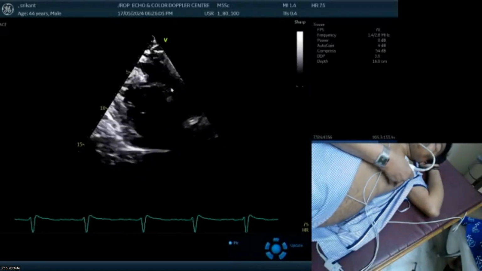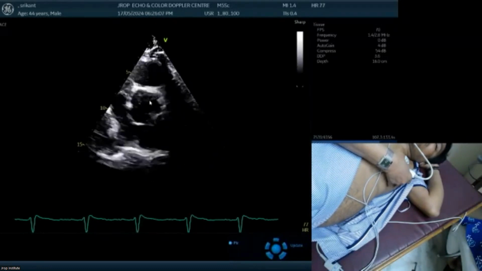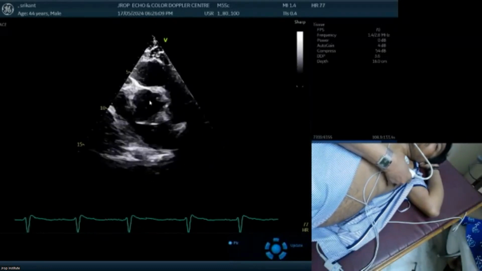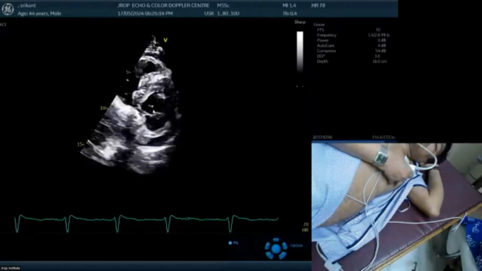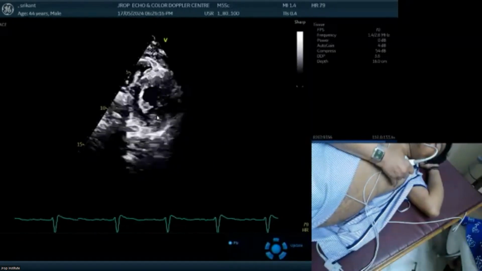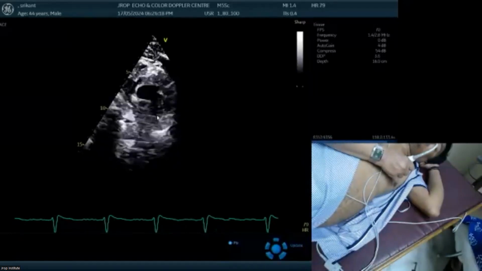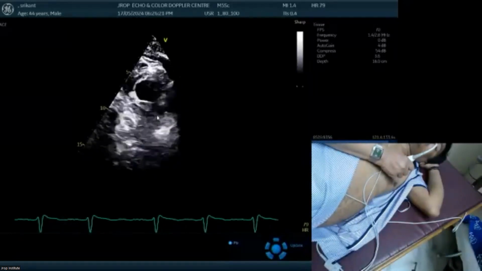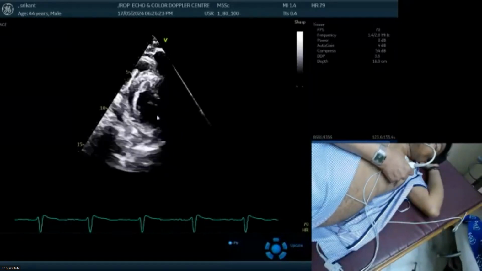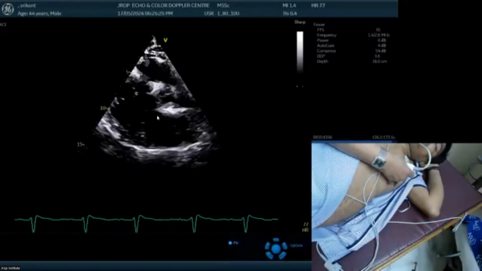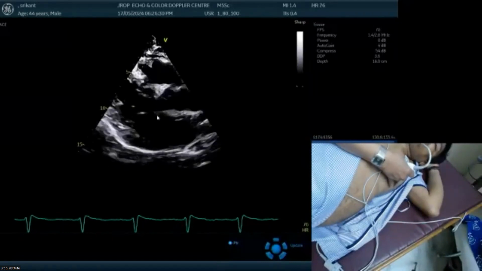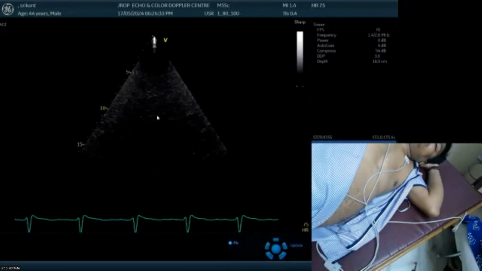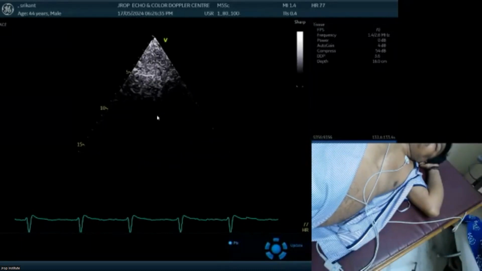Parasternal view again, rotate 90 degrees, aorta. So this is aorta. Then at mitral valve level, here, papillary muscles, and finally the apex. So these are all 6 views of the parasternal window. Once we look at all 6 views, then we go to the apical window. Same patient.